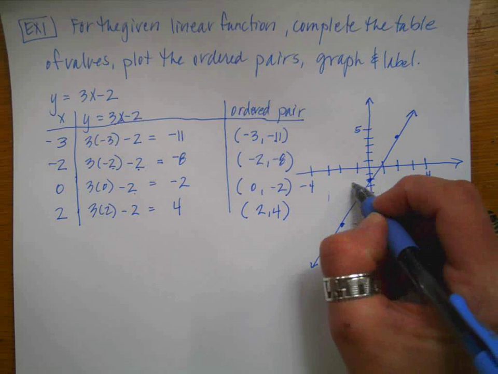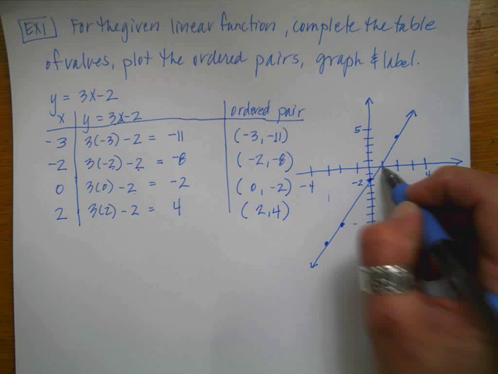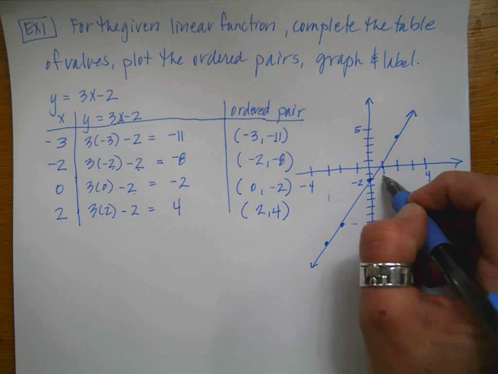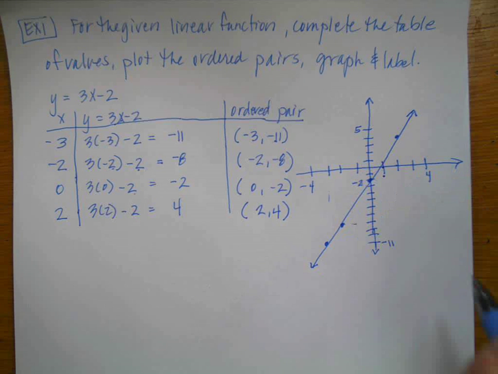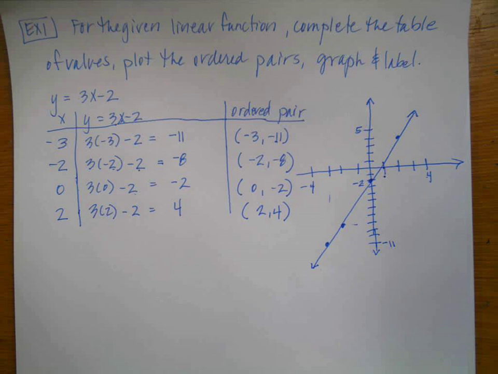Typically, I would tell you that we want to label points when they cross the x-axis. I don't know this point exactly, and I'm going to assume that my graph isn't perfect, so I'm just going to label that negative 2. I have one number on each axis, so I'm good to go.